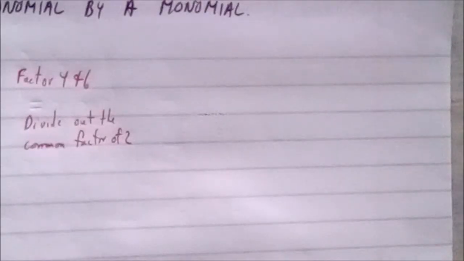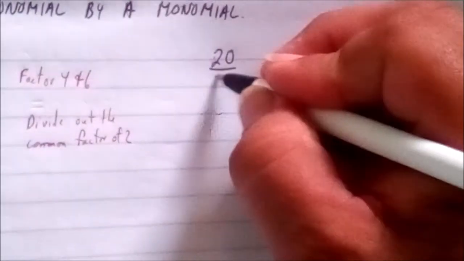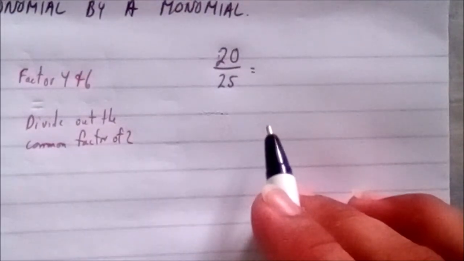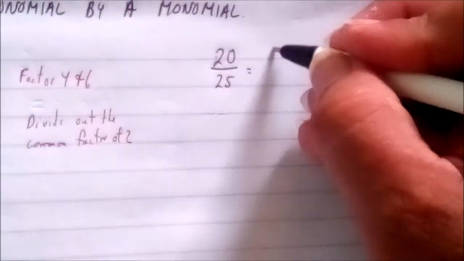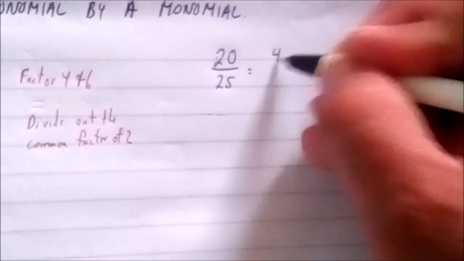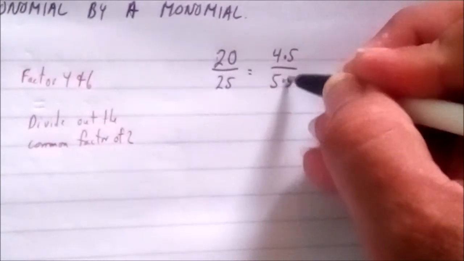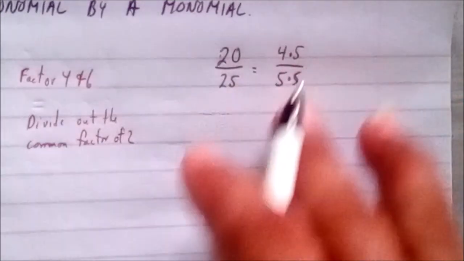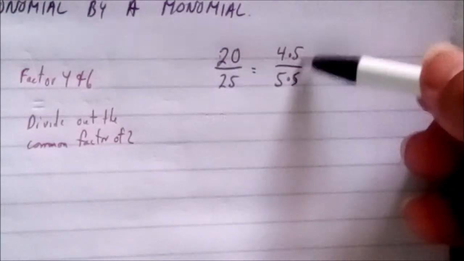The next example: consider that I have 20 over 25. Let's get the factors of 20 and 25. Well, 20 can be given as 4 times 5, and 25 could be 5 times 5. You can break down 4 to smaller values like 2 times 2 if you want to, but since you have factored out at this point, you can stop right there, because you see something common here already.